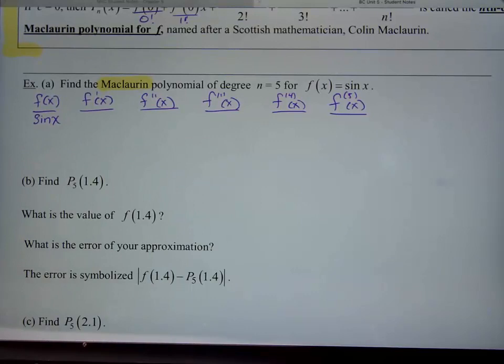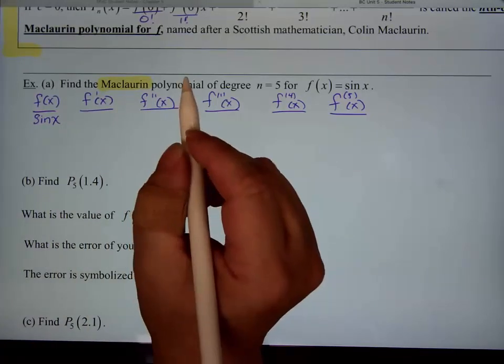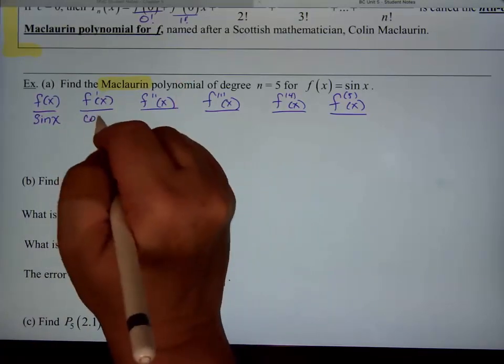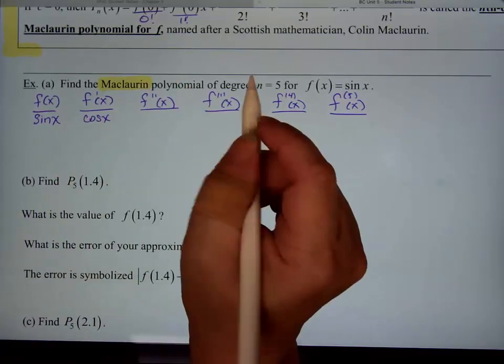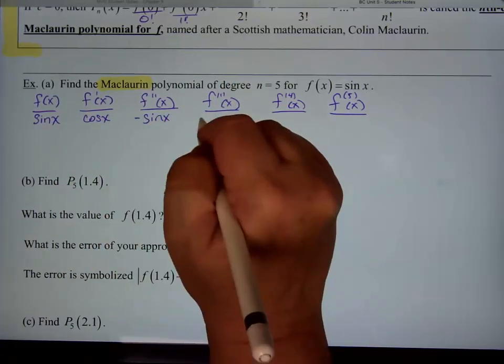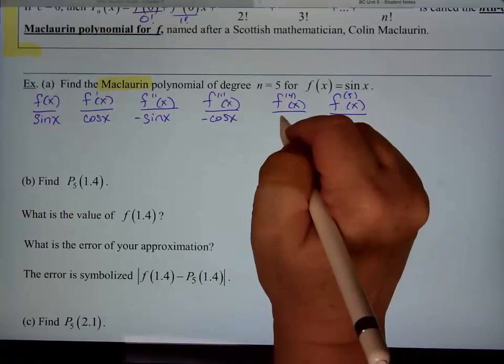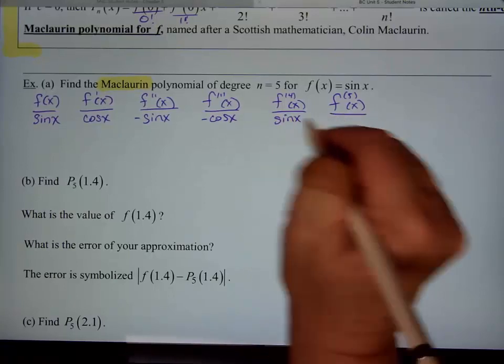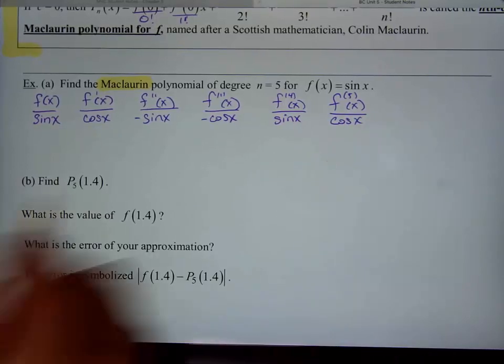The functions that they give you will be ones that are easy to take the derivative of over and over again. What is the derivative of sine? Y'all speak up a little bit. What's the derivative of that? Negative sine. Derivative of that? Good. Next one? Now we're repeating ourselves. And then the last one is cosine. Okay?